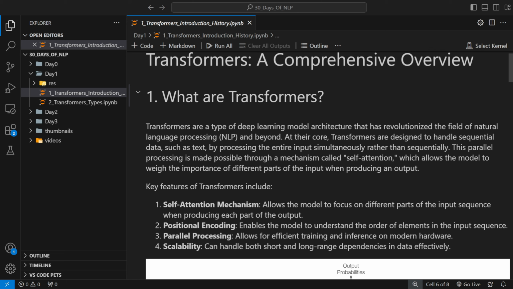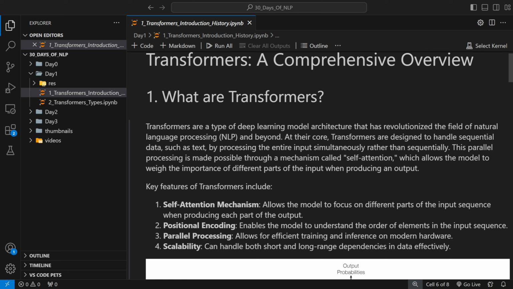Transformers are a type of deep learning model architecture. Like I said, it has revolutionized the field of natural language processing. And not just that, it has even revolutionized computer vision with the advent of a variant of transformers, which is vision transformers. And if you consider speech a separate domain, then yeah, it has revolutionized that as well. But we usually consider speech to be a part of natural language processing because it is working with natural language, right?